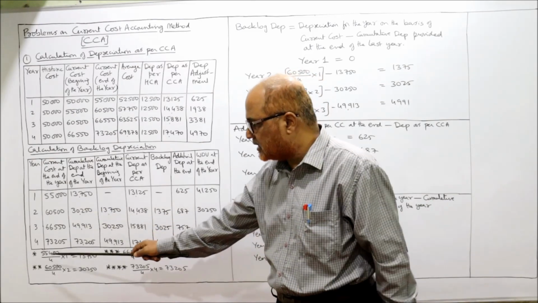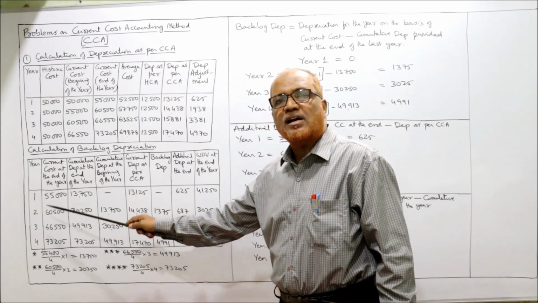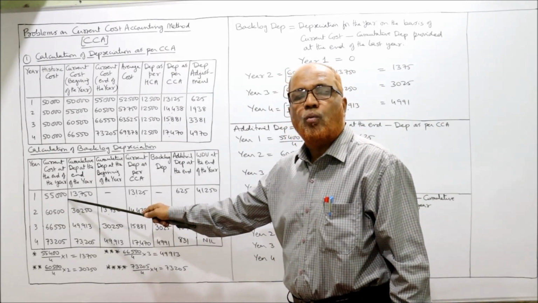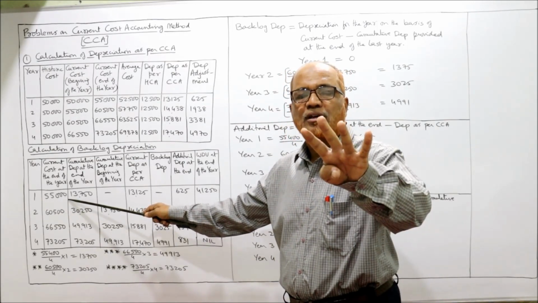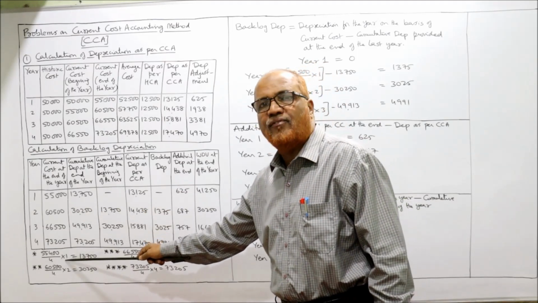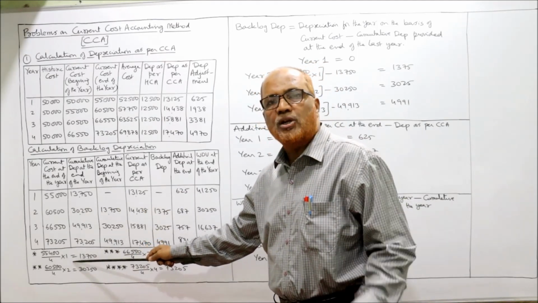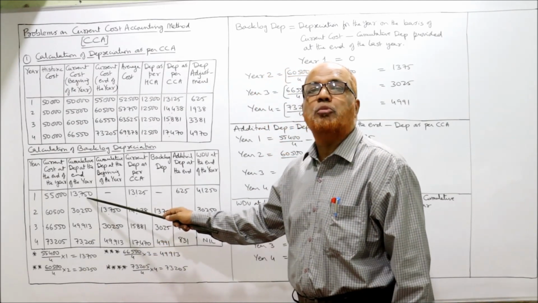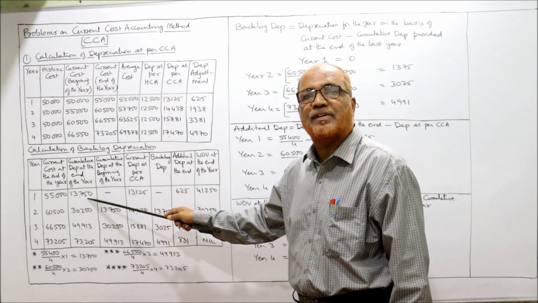13,750. How did we get it? Here is the explanation again. What is the current cost at the end of the year? 55,000. What is the life of the machine? 4 years. So 55,000 divided by 4 into 1, into 1 because we are in the first year only. So 13,750 is the cumulative depreciation at the end of the first year.